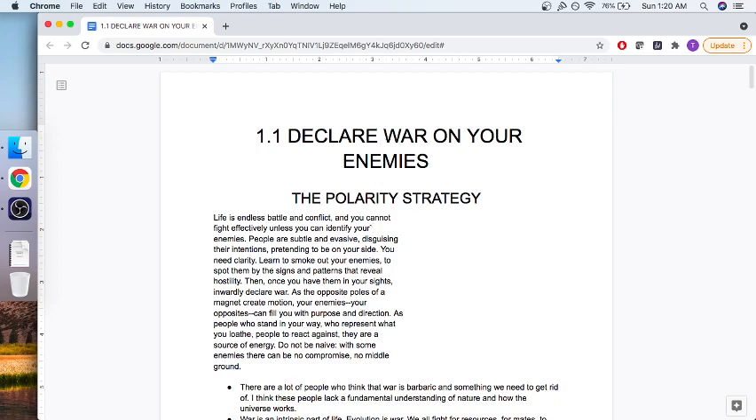As the opposite poles of a magnet create motion, your enemies, i.e., your opposites, can fill you with purpose and direction. As people stand in your way, who represent what you loathe, people to react against, they are a source of energy. Do not be naive. With some enemies, there can be no compromise, no middle ground.